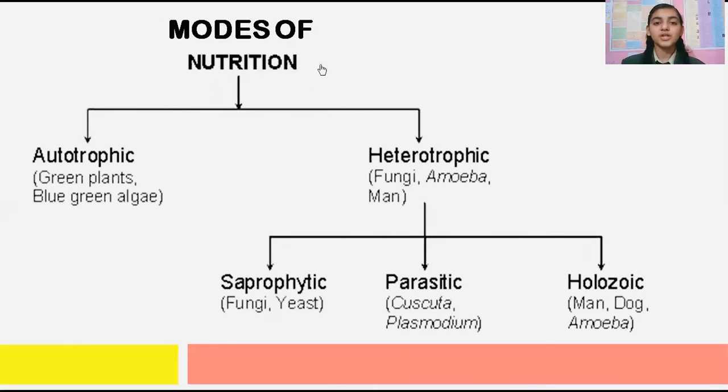This is the chart of modes of nutrition: autotrophic nutrition and heterotrophic nutrition. There are three types of heterotrophic nutrition. These are saprotrophic nutrition, parasitic nutrition, and holozoic nutrition.